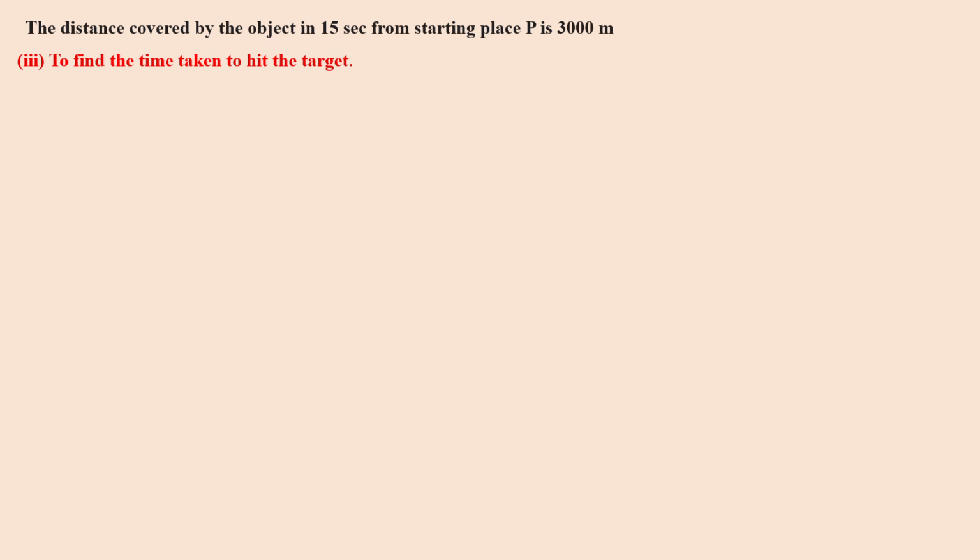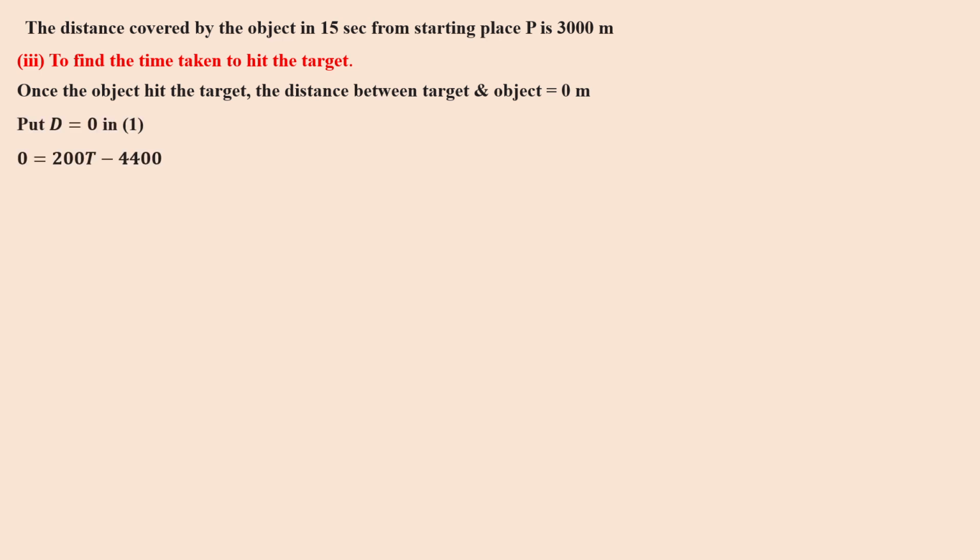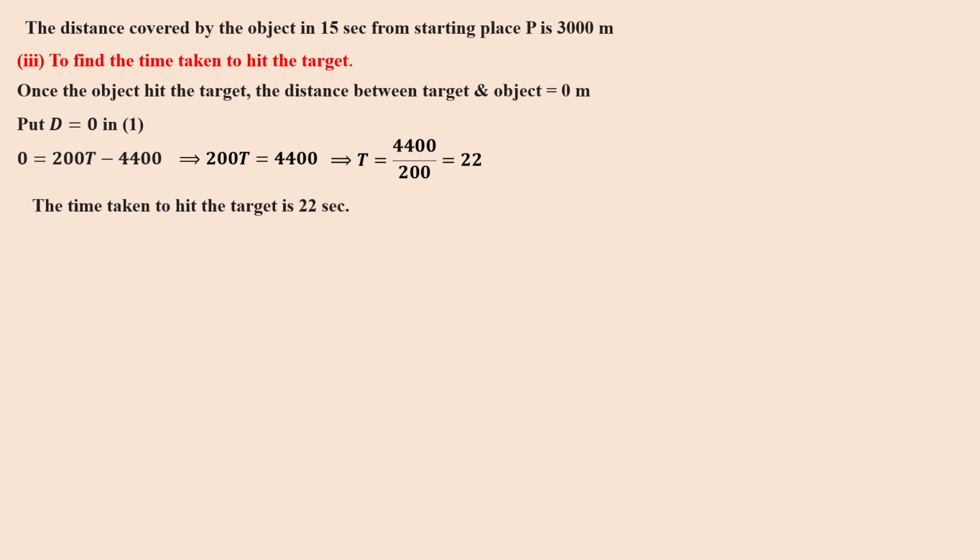Next one, to find the time taken to hit the target. Once the object hits the target, the distance between the target and the object is 0, correct? So put d is equal to 0 in equation 1, we get 0 is equal to 200t minus 4400. Therefore t is equal to 4400 by 200, that is equal to 22 seconds. So the time taken to hit the target is 22 seconds. Thanks.